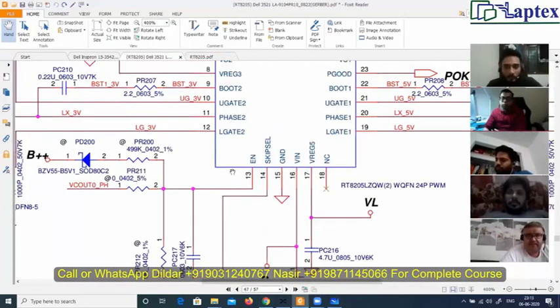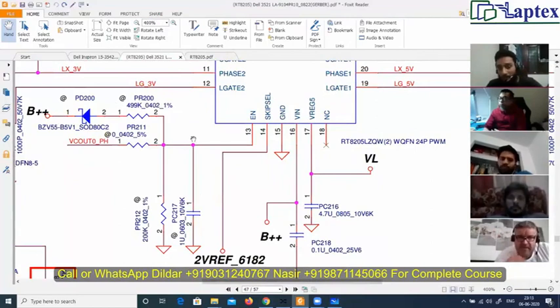So in this board, this enable pin is not required, but in some other board you will see this.